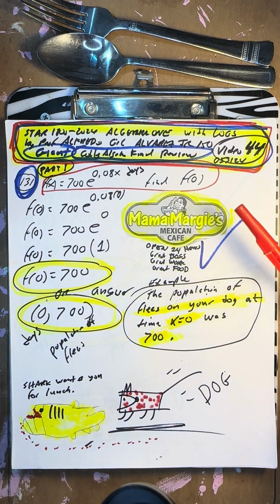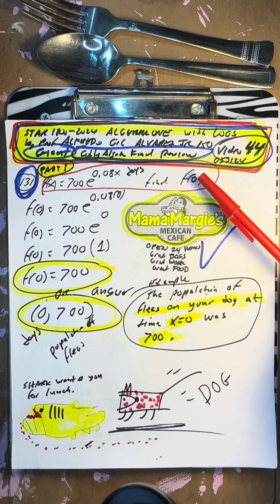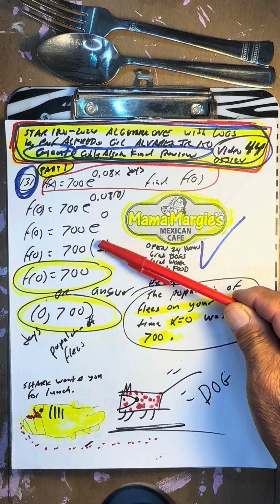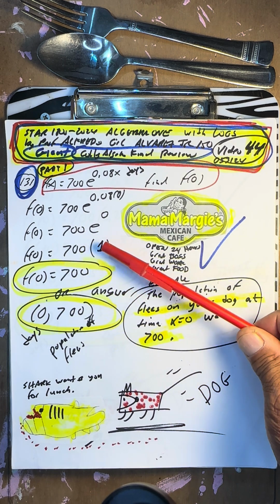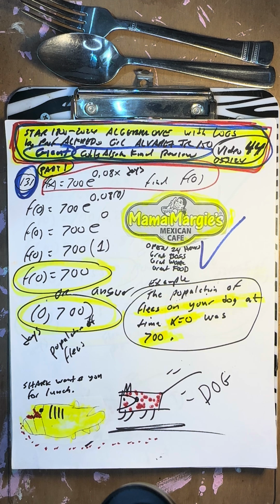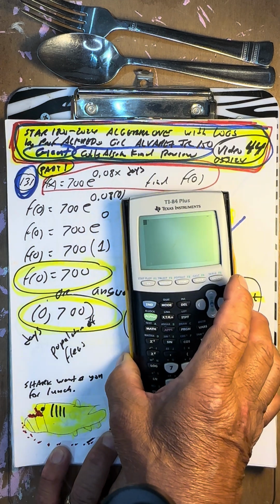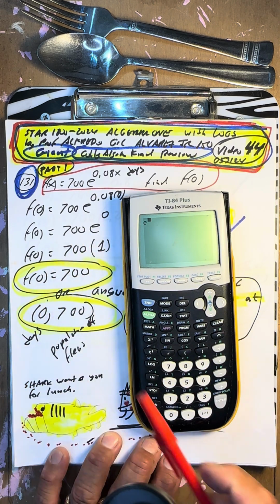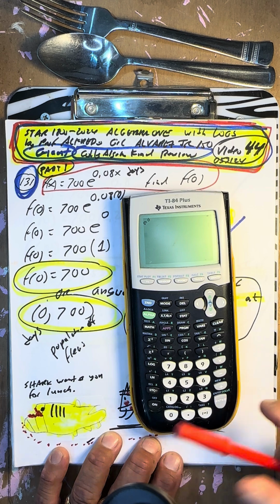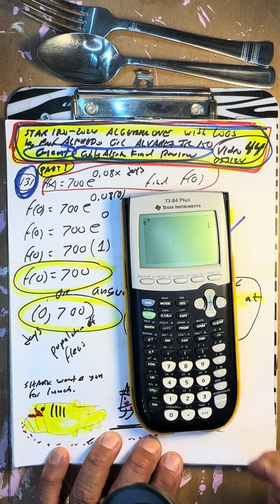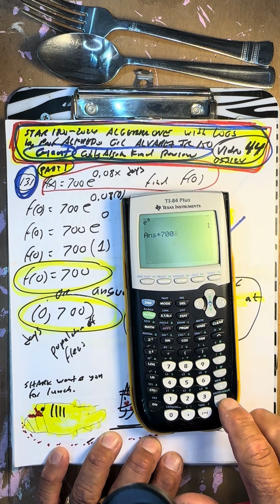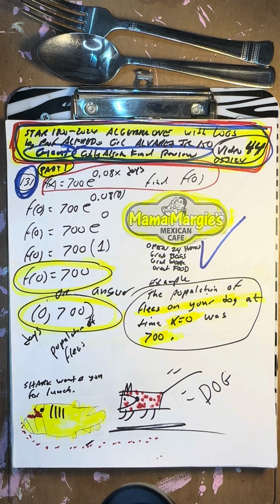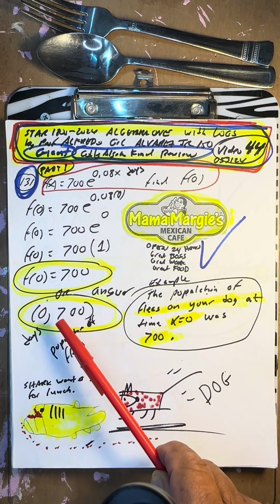All right. So f of x is this. Find f of 0. F of 0 means put a 0 where the x's are. So 0 times that is 0. E to the 0 is a 1. And 1 times 700 is 700. If you don't know that, it's fine. You go second ln, which gives you the e. Put a 0, enter. It's 1. Times 700 gives you 700. So at 0, you get 700.